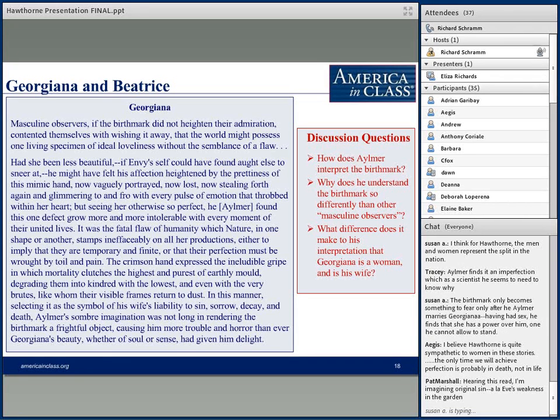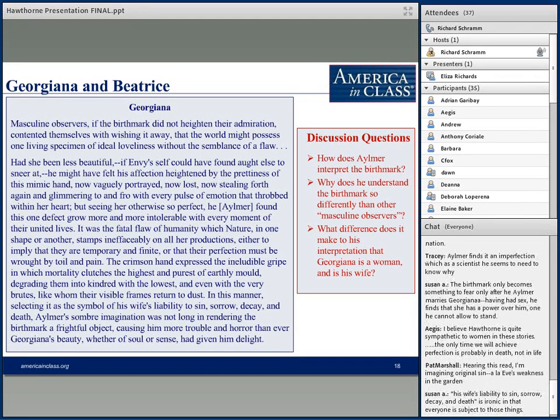Eliza, we have some excellent responses here in the chat. I think for Hawthorne, the men and women represent the split in the nation. I'd like to come back to that. Aylmer finds it an imperfection, which as a scientist, he seems to need to know why.